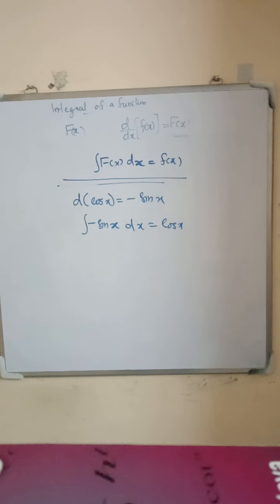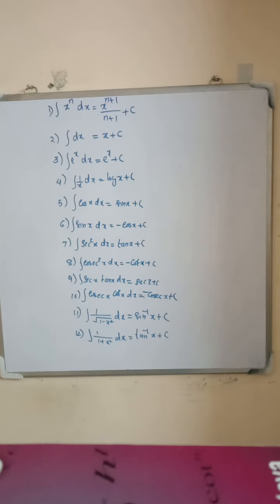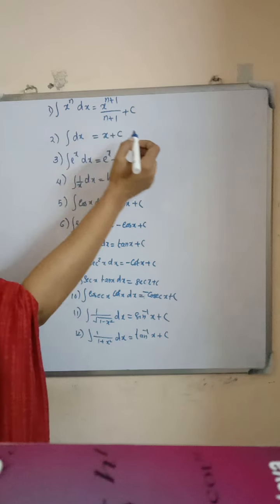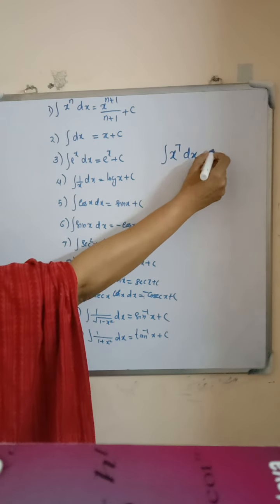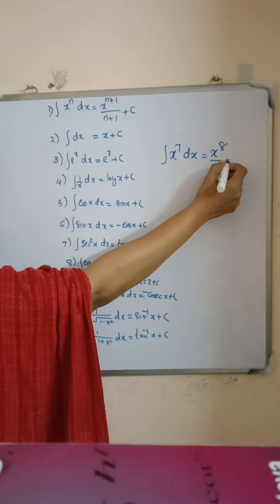Similarly, we have to learn all the integrals by heart as standard results. Now we discuss some standard results. Integral x raised to n dx is equal to x raised to n plus 1 by n plus 1 plus c. So what is integral x raised to 7 dx? That is equal to x raised to 8 by 8 plus c.